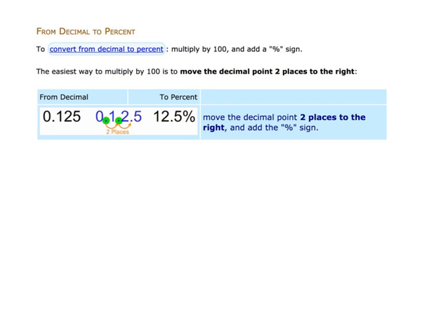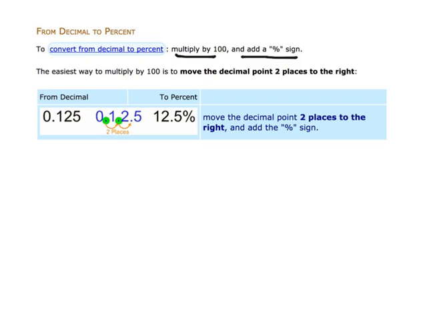All right, so this is something that you're going to want to add to your math dictionary in the procedures section: how to convert from a decimal to a percent. To convert from a decimal to a percent, we need to multiply by 100 and then add a percent sign. So you probably want to stop this video now or pause it so you can add this to your math dictionary. But I'm going to keep talking.